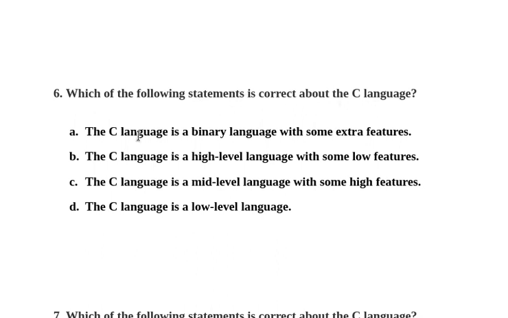C language is a binary language with some extra features. No, it is not binary. It comes in the category of high level. So C is a high-level language with some low features. No, it has high features. Fine. So the C language is a mid-level language with some high features. Yes, it is a mid-level language.